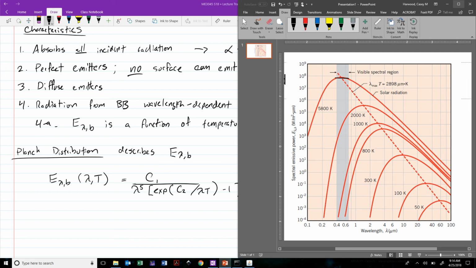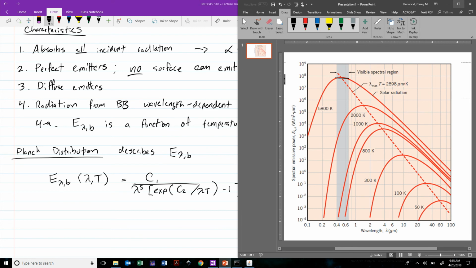Also, the peak of this spectral radiation moves down the wavelength axis. In other words, the wavelengths at which the peak radiation occurs get shorter and shorter and shorter. So as you heat something up further and further, that black body radiation goes from peaking somewhere in the radio frequency band, you know, screwing with your Wi-Fi, to gamma rays at really high temperatures, really tiny wavelengths.